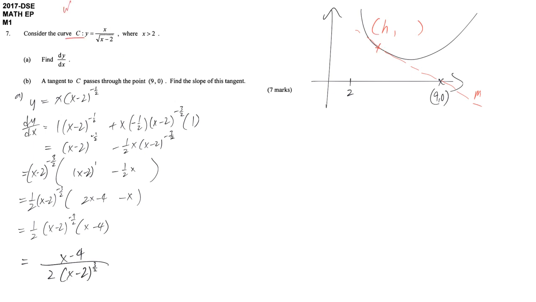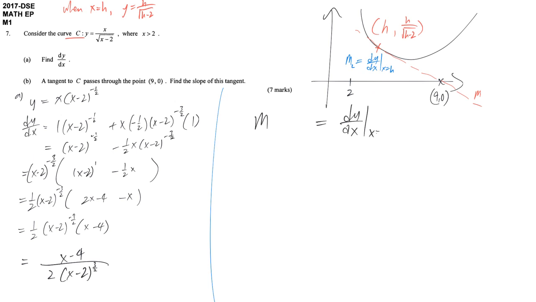On this curve C, when x is equal to h, then y should be equal to h divided by the square root of h minus 2. So this is h over the square root of h minus 2. And now we consider the property of the tangent. The slope here and the slope of this curve at this moment should be the same. In other words, the slope of our tangent is equal to dy/dx when x is equal to h. We are going to rely on this equation. Slope of tangent is equal to dy/dx when x is equal to h.